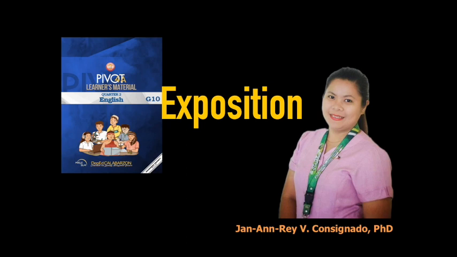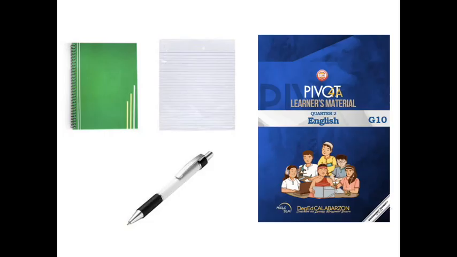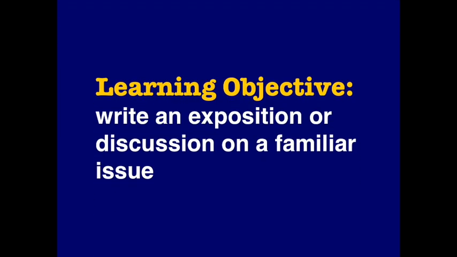Today, we are to discuss exposition from our Pivot 4A Learner's Material Quarter 2 English Grade 10. I am Dr. Jan-Ann-Rey Consignado, your subject teacher, and I hope you prepared the following materials: notebook, paper, pen, and of course, our Pivot 4A Learner's Material Quarter 2 English Grade 10. Our learning objective: write an exposition or discussion on a familiar issue.